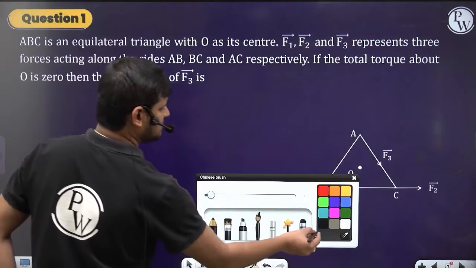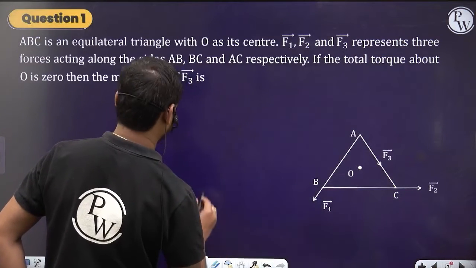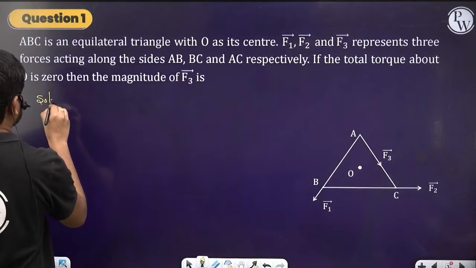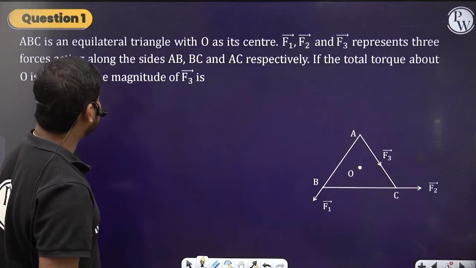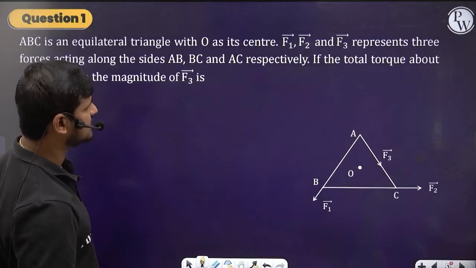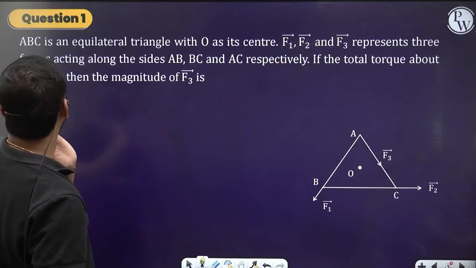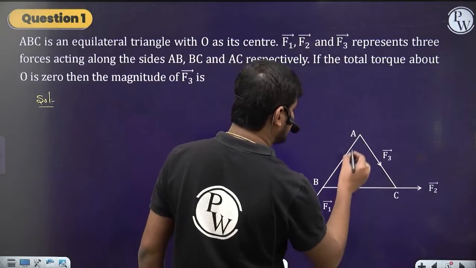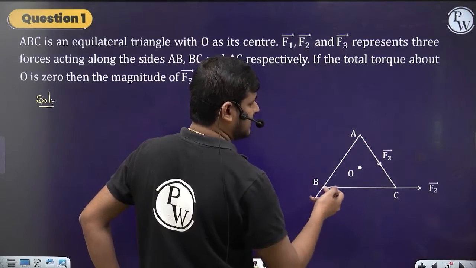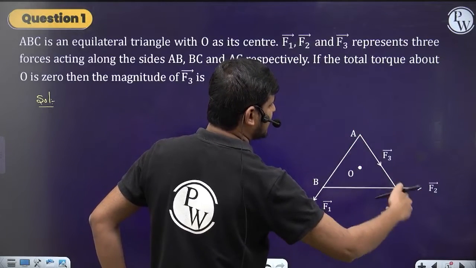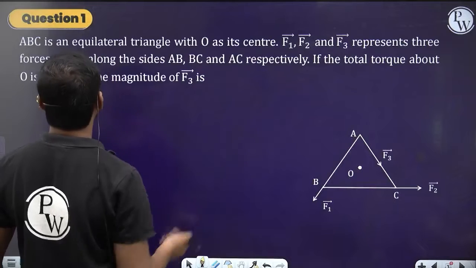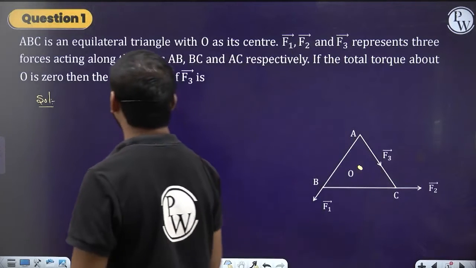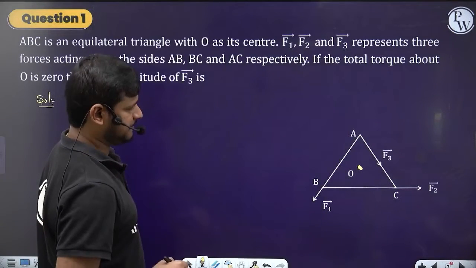So what does the question say? Here, ABC is an equilateral triangle with O as its center. F1, F2 and F3 represent the forces acting along the sides AB, BC and AC respectively. So this is an equilateral triangle and there are 3 forces: F1 along AB, F2 along BC and F3 along AC. If the total torque about O is 0, then the magnitude of F3 will be, see here.